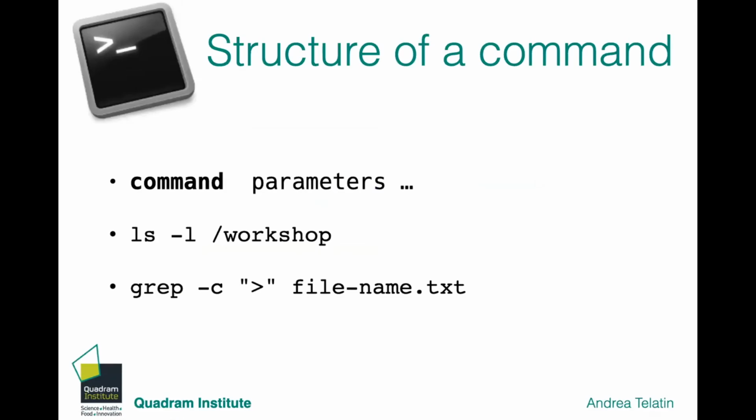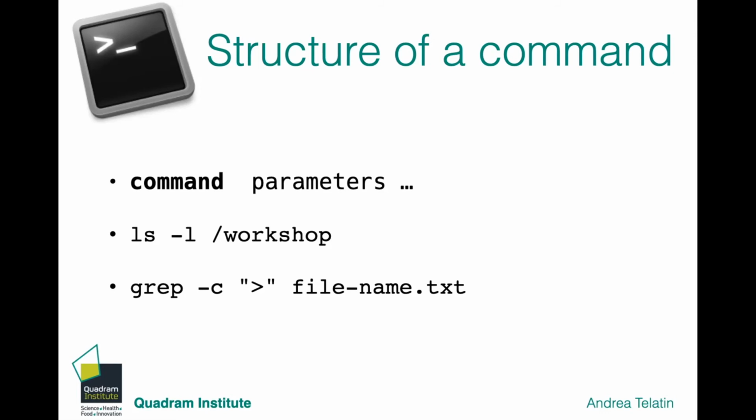Structure of some commands. The first string we type in a terminal is the actual command. Everything else, separated by one or more spaces, are all the instructions for that command. For example, ls space -l space /workshop. ls is the command, is the verb, is the program that will do something for us. Everything else is something that we tell the program to change its behavior.